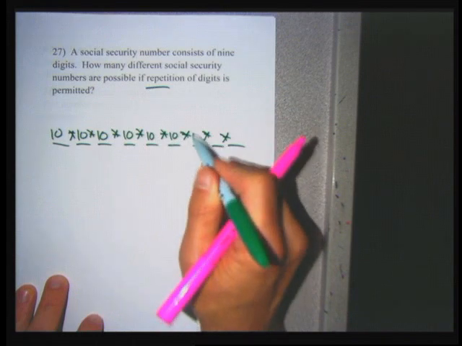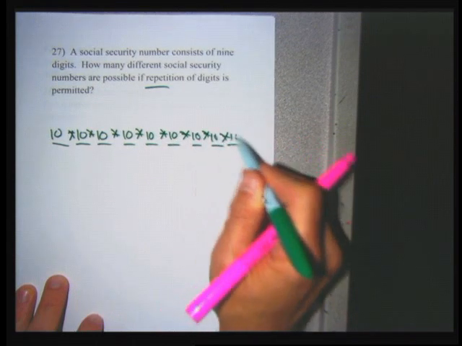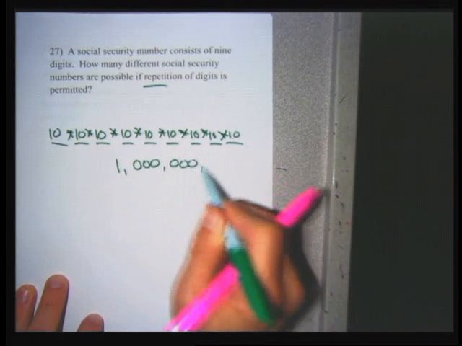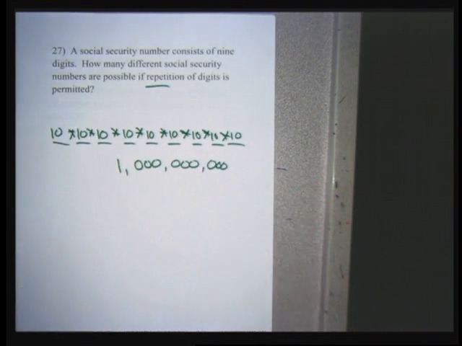And when you multiply with tens, it's easy to do. This is going to be a 1 followed by 9 zeros. I'll try to do that on my calculator and get 1 billion. So there's 1 billion different Social Security numbers that are possible. And once the population of the United States goes over 1 billion, well, then we have to have different Social Security numbers. Otherwise, multiple people will have the same Social Security number.